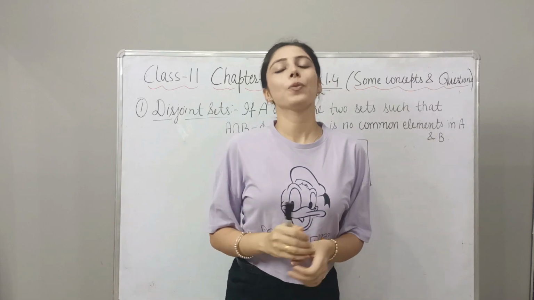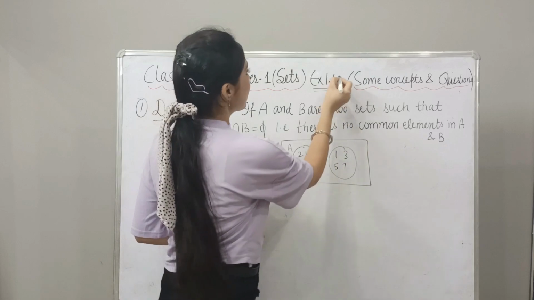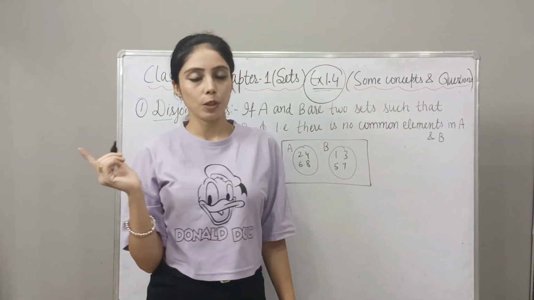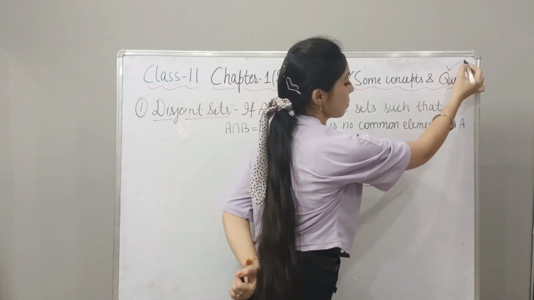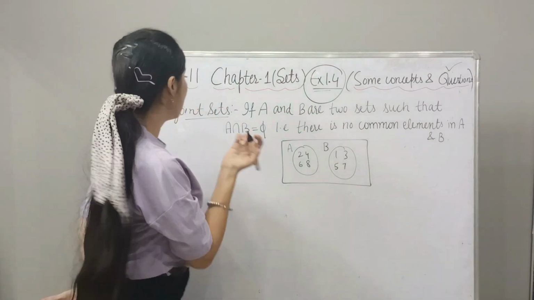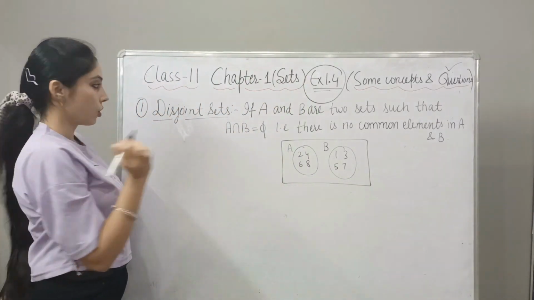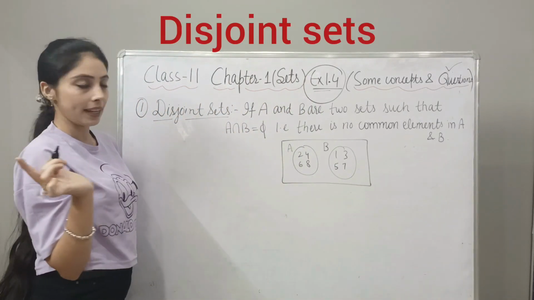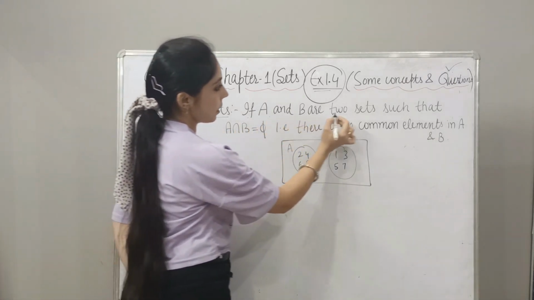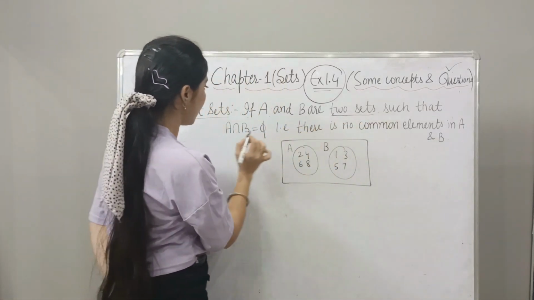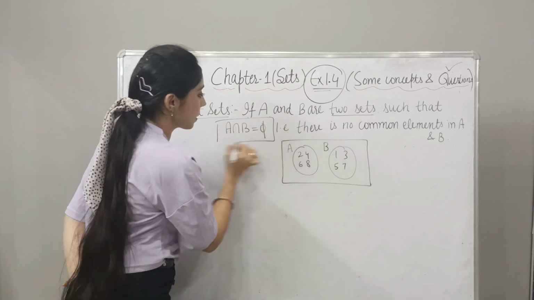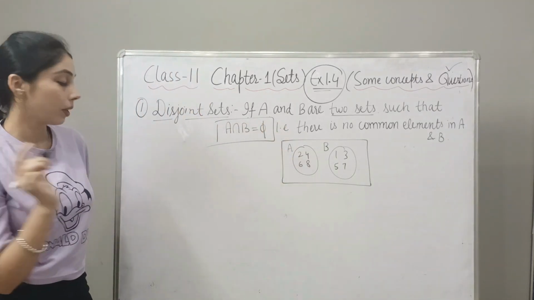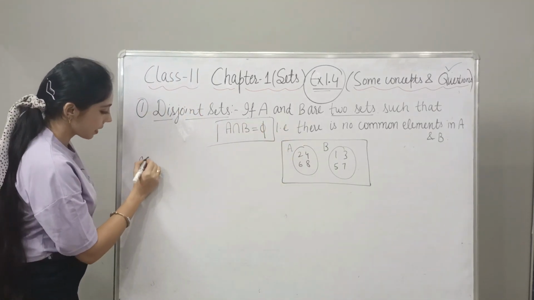Everyone, in this video we are going to discuss some more concepts of exercise 1.4 and we will also do some questions. Okay, let's take the first definition, which is disjoint sets. If A and B are two sets such that A intersection B is equal to the empty set, you know what intersection is.